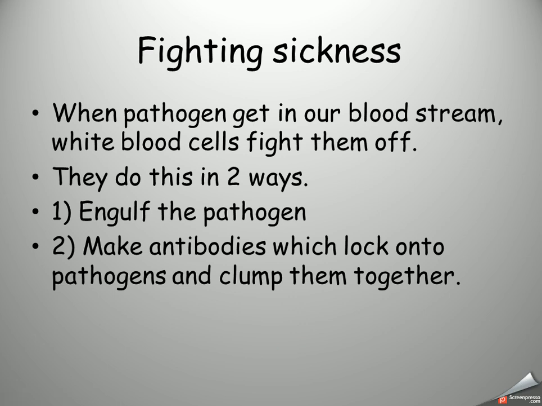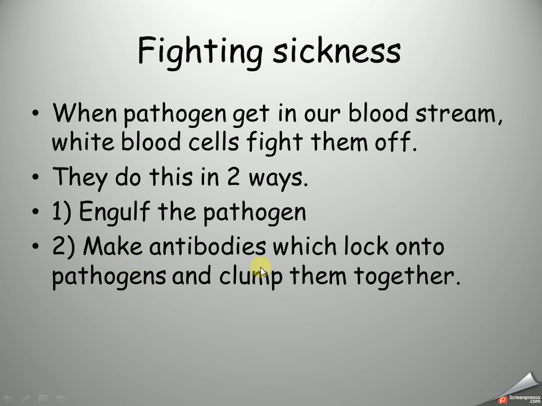Okay, now let's just imagine all else fails. The skin didn't work, the stomach acid didn't work, the sticky mucus didn't work, the, what was the last one? The blood clots don't work, and the pathogen gets into our bloodstream. What happens then? Well, all is not lost, because we still have white blood cells. Now, white blood cells can fight off microorganisms in 2 main ways. Okay, number 1, they engulf the pathogen, and number 2, they make antibodies which lock onto the pathogen and clump them together. Okay, so there are 2 things, engulf or make antibodies.